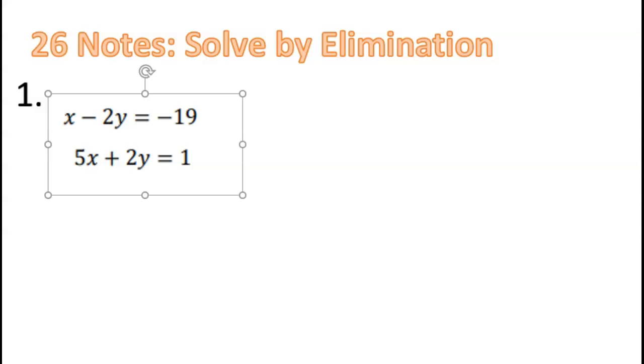We're going to learn 3 different ways to solve, and depending on the way the problems are set up, one way might be easier than the other way. So we're going to solve this system by elimination. What does eliminate mean? Get rid of one of the variables so that we can solve for the other variable.